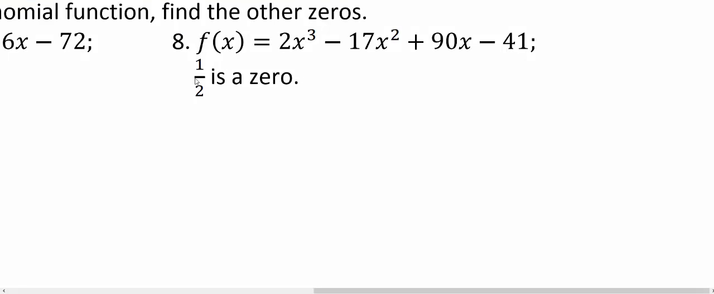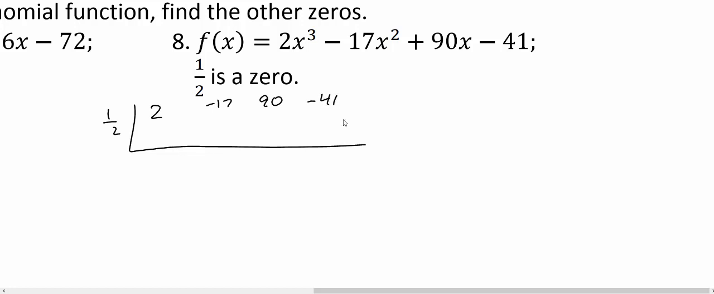All right, number 8. It says 1/2 is a 0, so that means 1/2 is going to go on the outside. 2, negative 17, 90, 41, negative. That means this number here should be a 0. Hopefully it is. Drop the 2 down, multiply, that's 1. This is negative 16. Divide by 2 is negative 8.